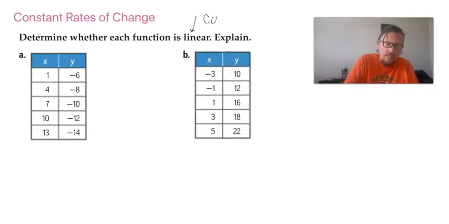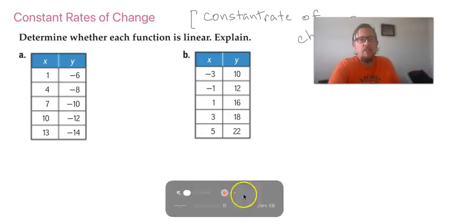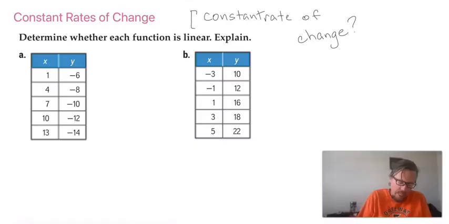It's asking, does it have a constant rate of change? If the answer is yes, it has a constant rate of change, it's linear. If the answer is no, it doesn't, it's not linear. So how do we tell? Well, from a table, what we have to do is actually quite a bit of subtraction and division.